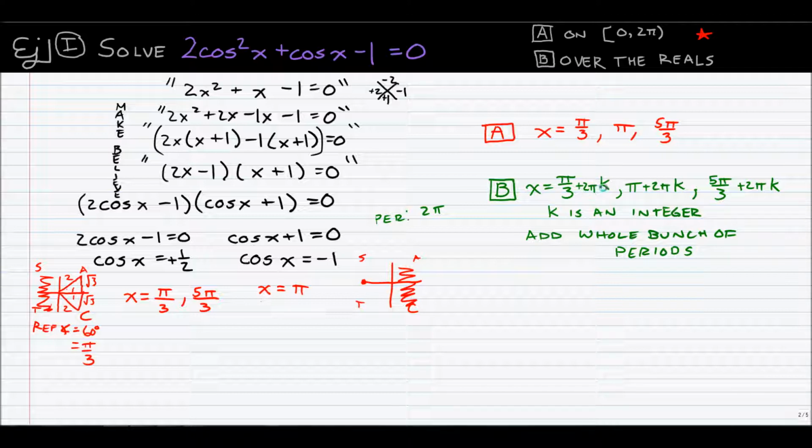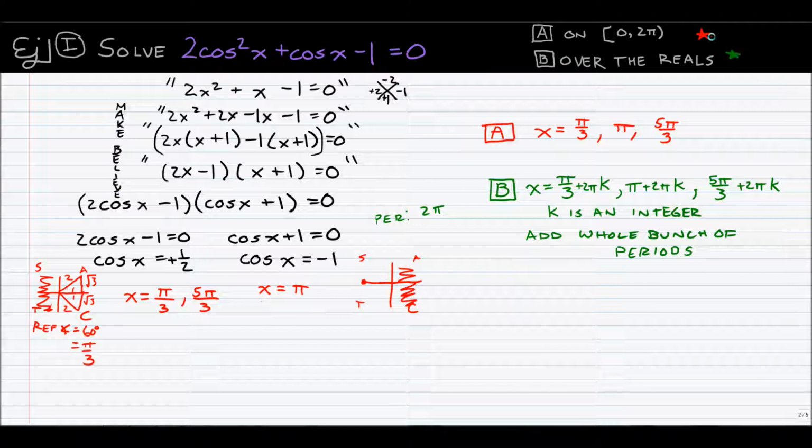So if we want to find more answers, we can make k say 13, and then we could add 26 pi to each of these answers and we'd get some. If we make k equal 42, we can get some more answers that way. We could even make k equal -7 and we could get more answers. And there we go. We've now found an expression to calculate all the possible angles that would solve this original equation, cosine squared of x plus cosine of x minus 1 equals 0.